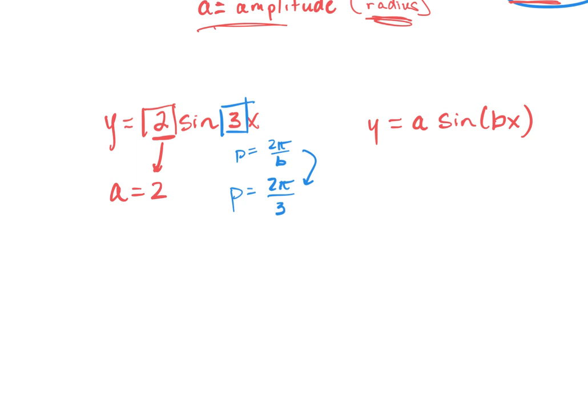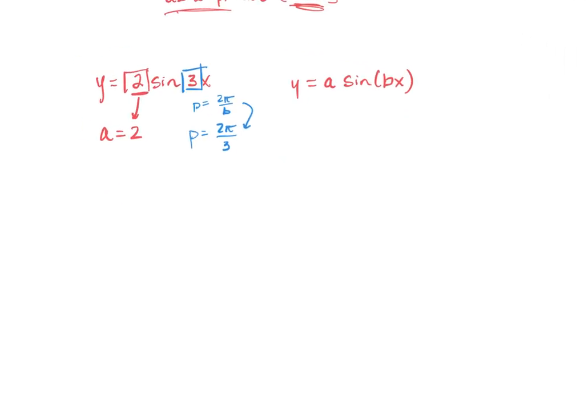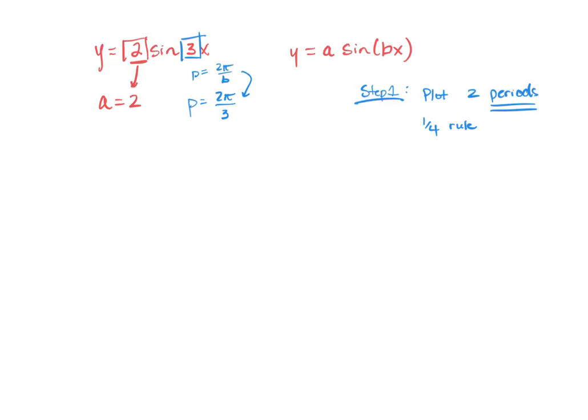So here's how we do this. I'm going to give you very specific steps on how to graph this. Step 1, and this is how I always do it: you're going to plot 2 periods. Now the period has changed today, so I'm going to teach you the same way. We're still going to do our quarter rule. We're going to divide it up into 4s, cut it in half, and do all that stuff. So our quarter rule is when we set up, we're going to plot 2 periods. Now we were always doing it to 2 pi.